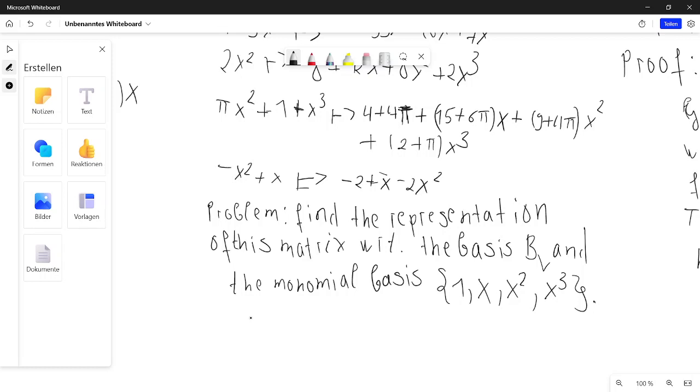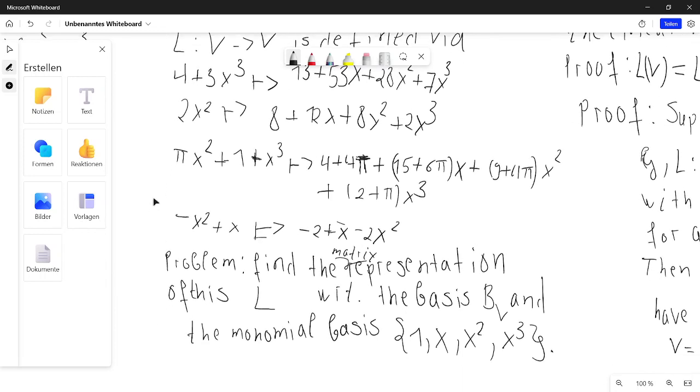Of this matrix, I don't mean this matrix, of this L. This determines a linear map, right? This L. Find the matrix representation. So find the matrix representing it as an application to coordinates, yielding the coordinates of the image with respect to the basis BV and with respect to the monomial basis. And how do we do that? Well, very simply.